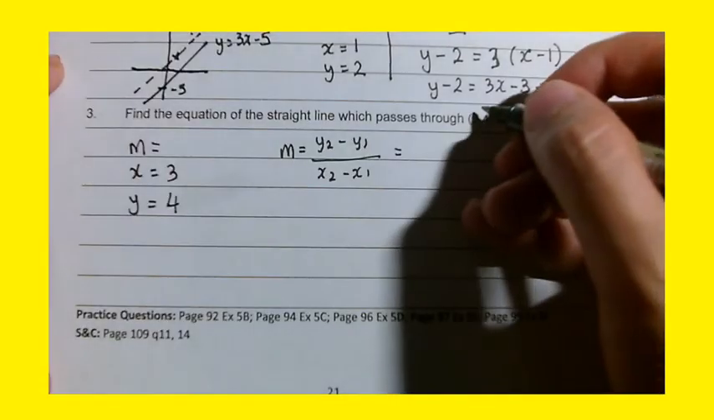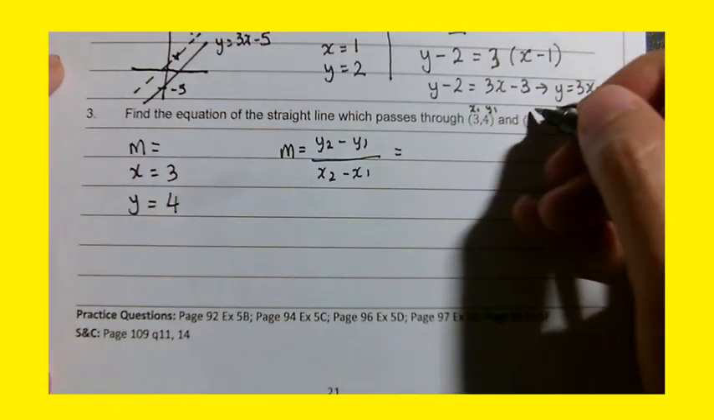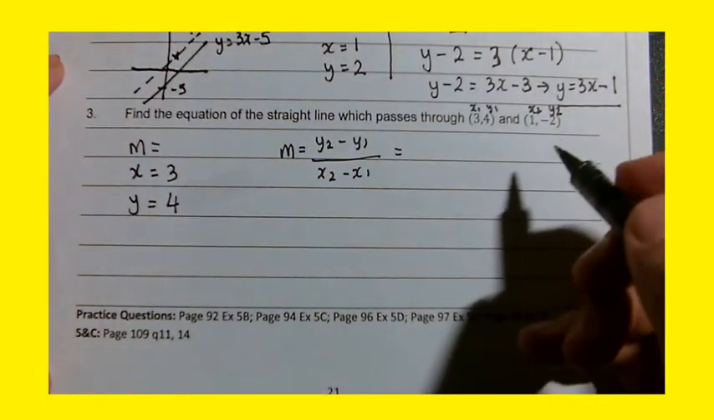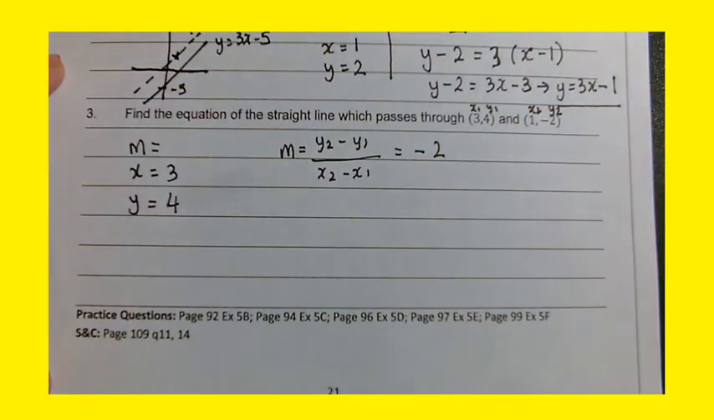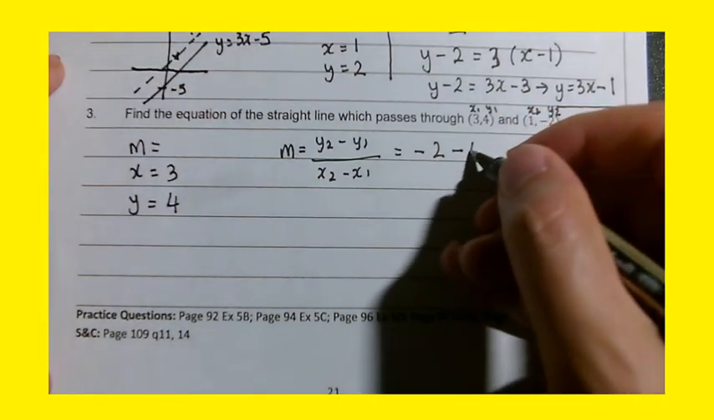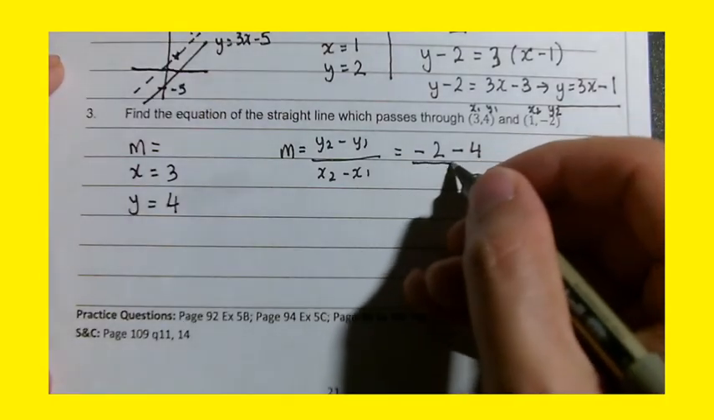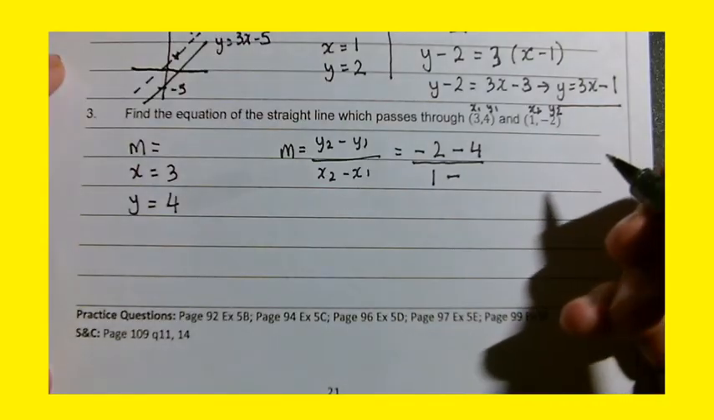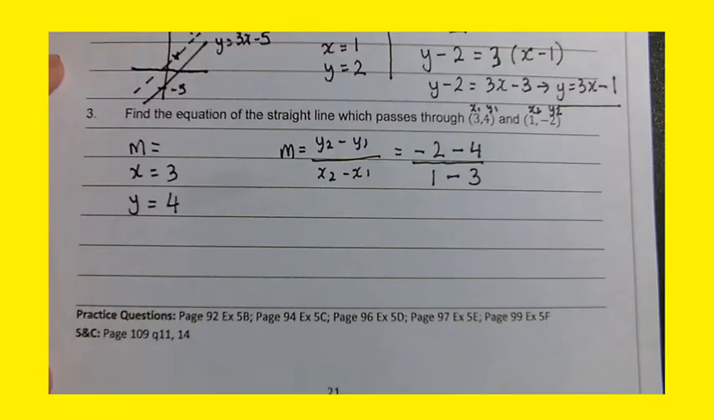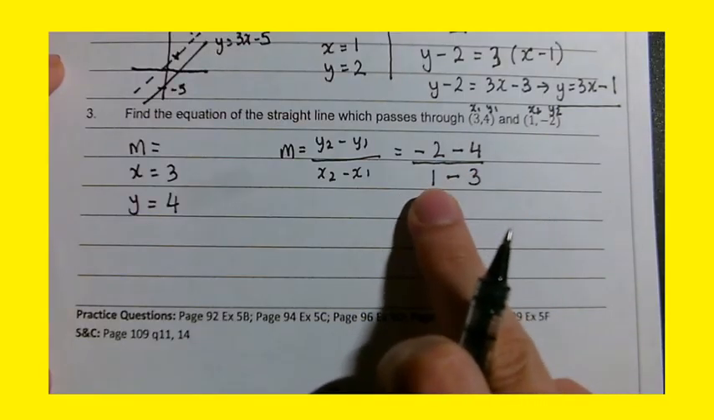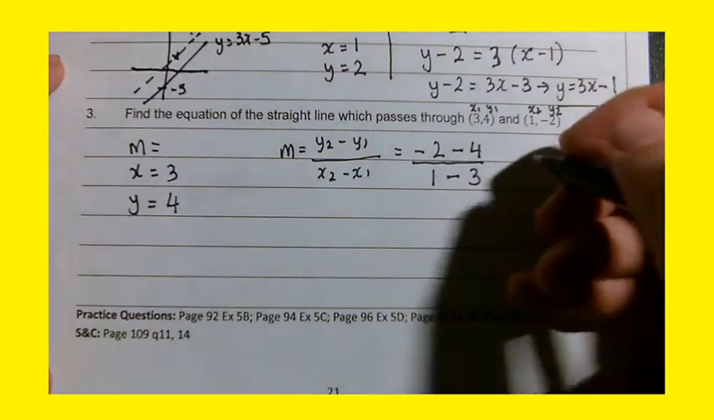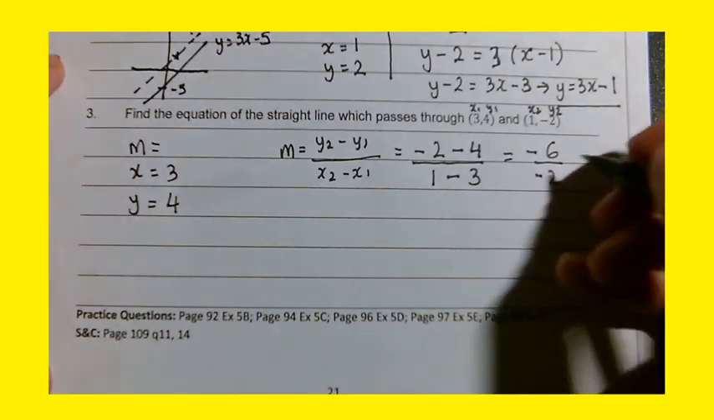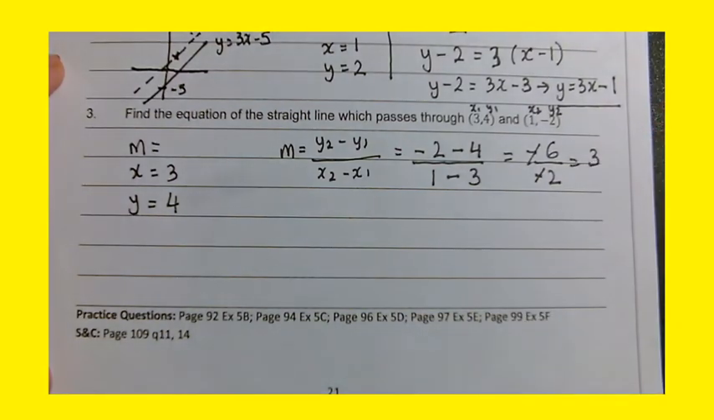So remember, I'm going to label things x1, y1, x2, y2. Okay, so I've got y2 minus y1, y2 is minus 2, y1 is 4, so that's that. Then x2 is 1 and x1 is 3. Let me just make sure I've got it right: y2 minus y1, x2 minus x1. So I've got minus 6 over minus 2. Cancel, you get 3. So I've got a gradient of 3.